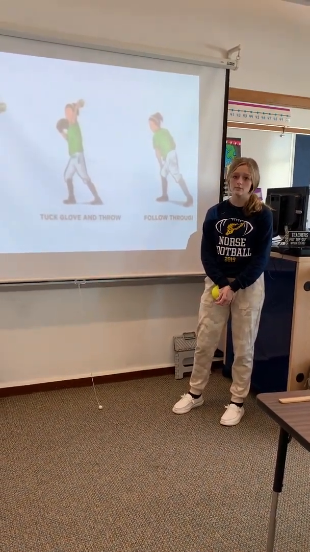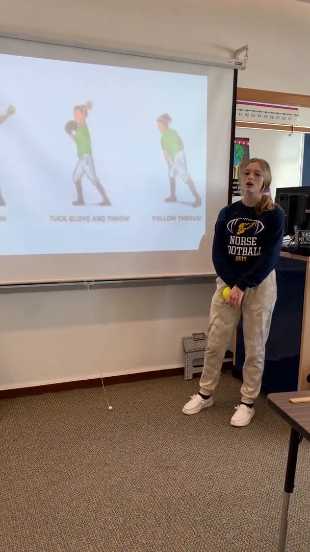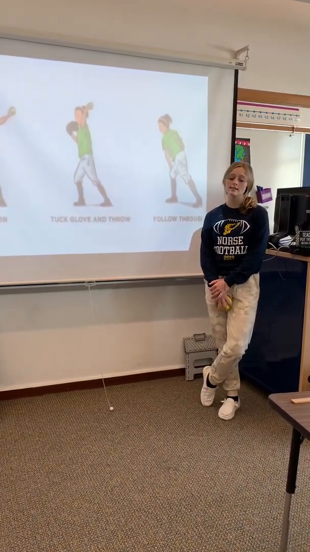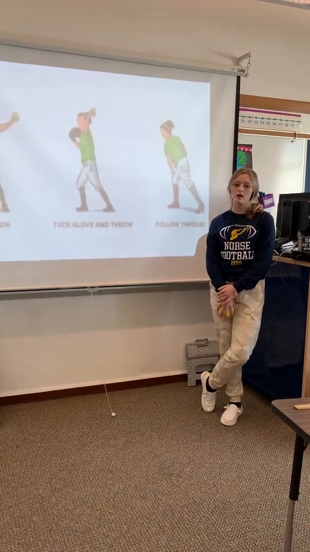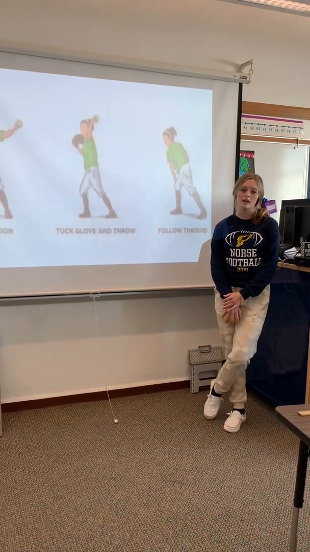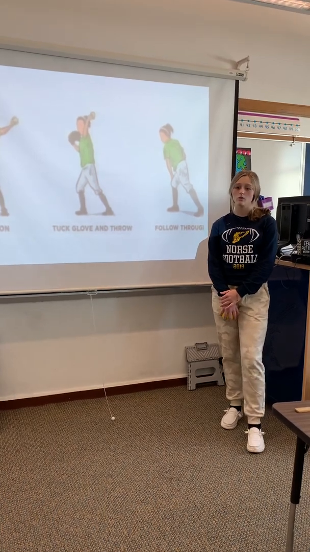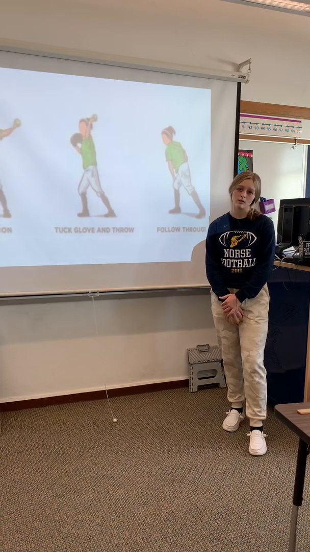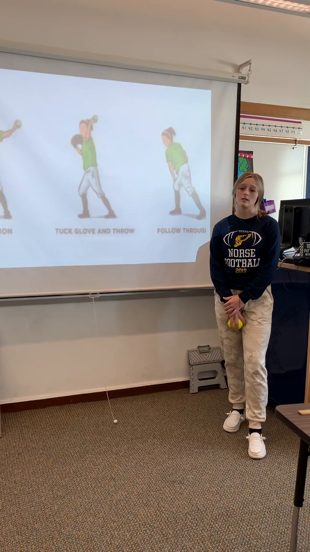There are two teams, the defensive team and the offensive team. The defensive team has 9 players, 6 of which are in the infield, 3 are in the outfield. The infielders are the pitcher, catcher, first baseman, second baseman, shortstop, and third base. The outfielders are left field, right field, and center field. The goal of the defensive players is to get 3 outs in the inning.